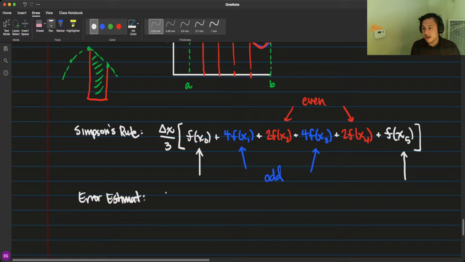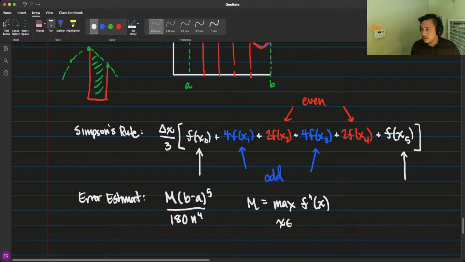Okay, so the error estimate at worst is going to be M times (b minus a) to the 5th over 180 n to the 4th, where a and b are the endpoints of where you're integrating between. N is the number of segments that you're breaking it up into, and M is equal to the maximum of the second derivative on the interval that you're estimating. Okay, so we'll do an example.